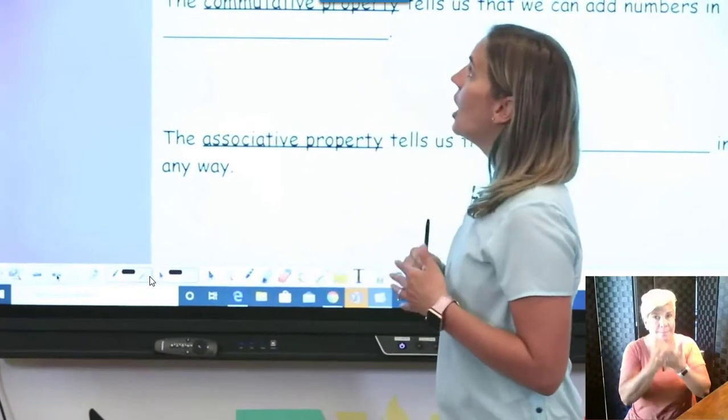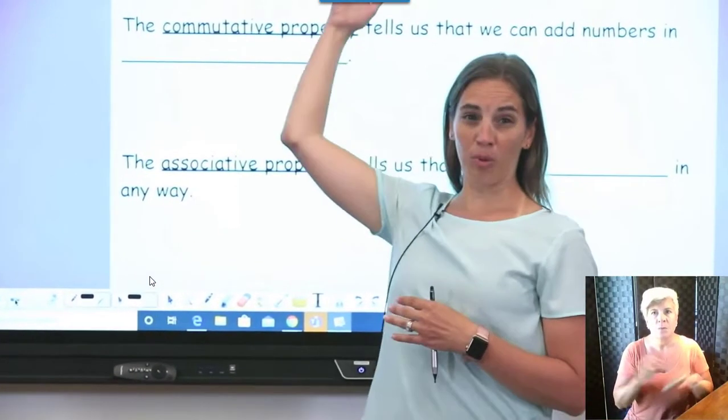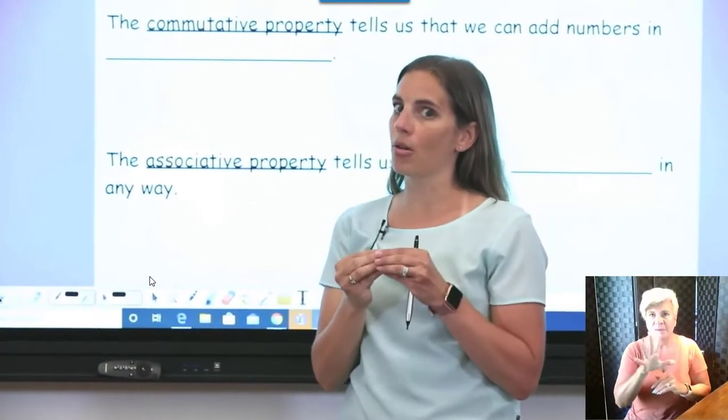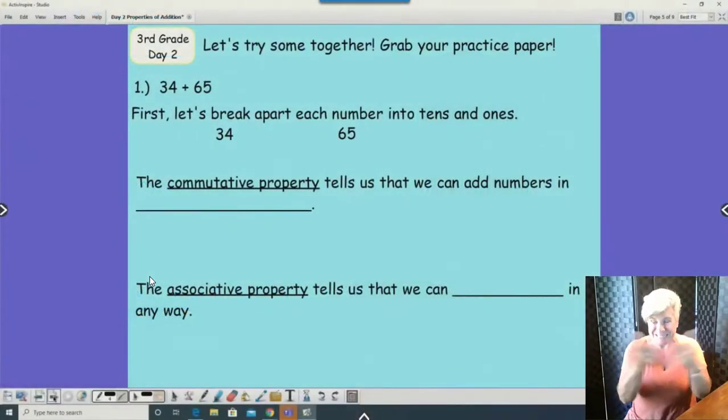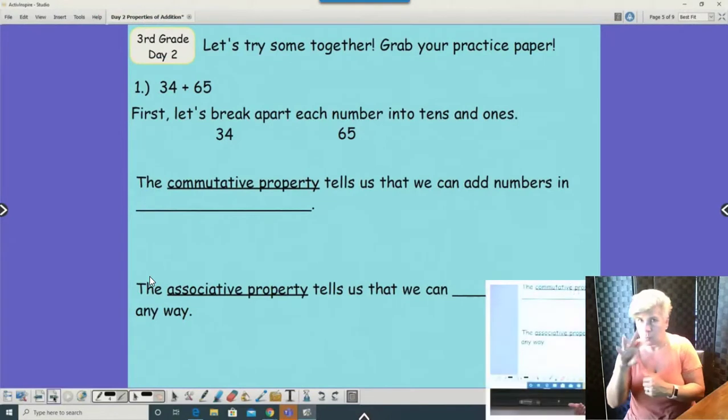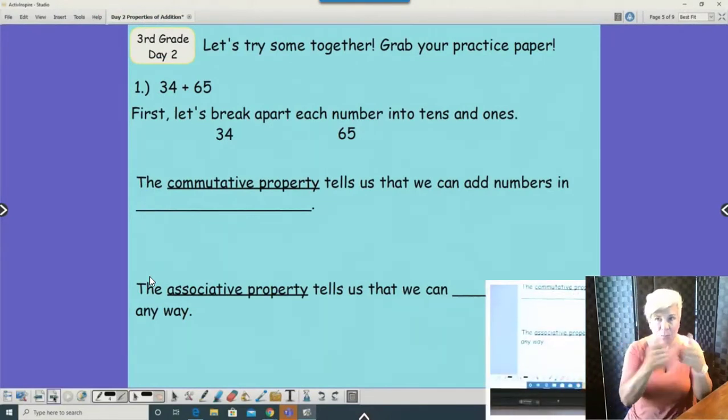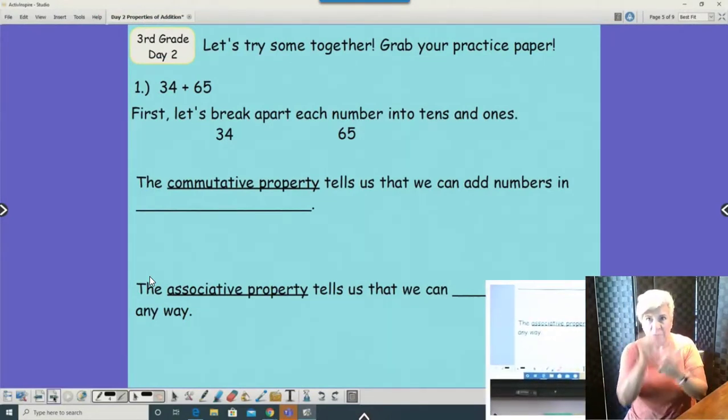Okay. We're going to do 34 plus 65. So we're going to start with some smaller numbers here. The first thing I want to do is break these numbers apart into tens and ones. Now last time we broke them apart and we drew base 10 blocks. But this time we're just going to break them apart by their place value.